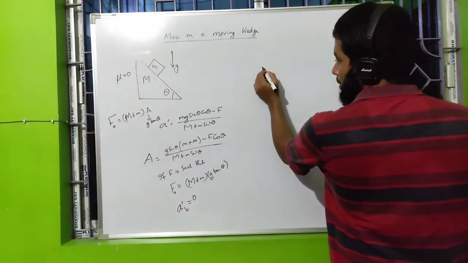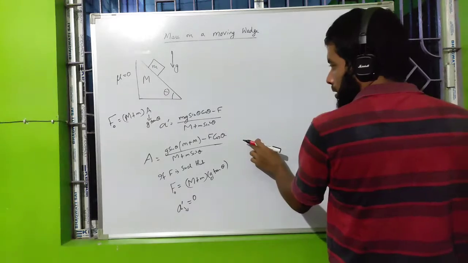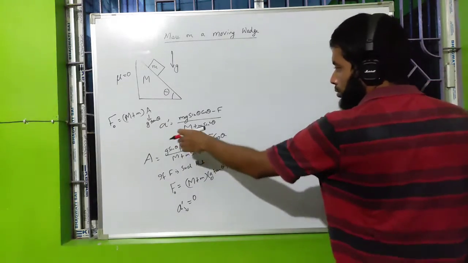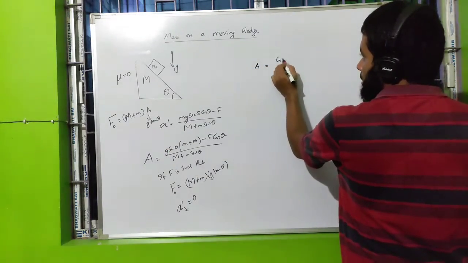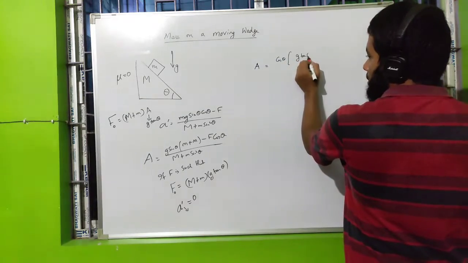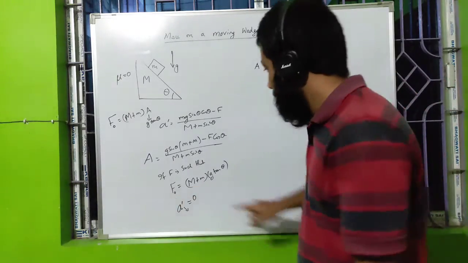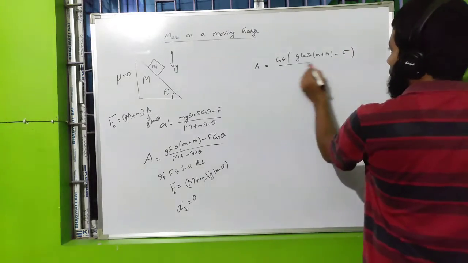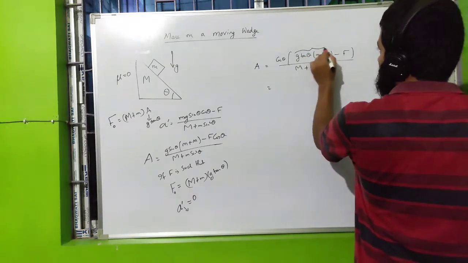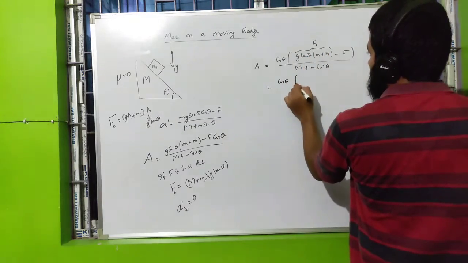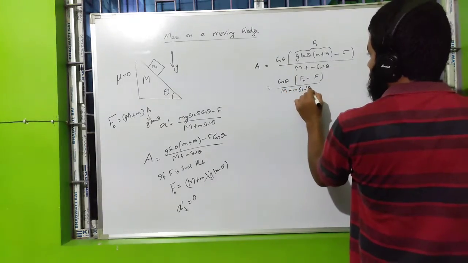Now, if I modify this and bring F naught here, what I will get is A is equal to cos theta into g tan theta into m plus M, and m plus M into g tan theta is nothing but F naught, minus F, by m plus M sin square theta. So this portion will be using F naught: cos theta into F naught minus F by m plus M sin square theta. So this is A.